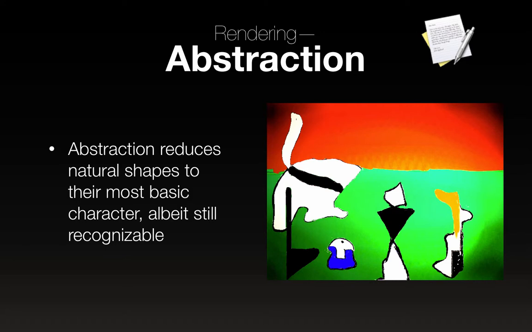Abstraction is a rendering style that reduces natural shapes to their most basic character, albeit still recognizable. And that's sort of a loosely defined term, but if you look up some Picasso images, you'll see what I mean. You'll see some abstracted shapes that you understand what it is you're looking at.